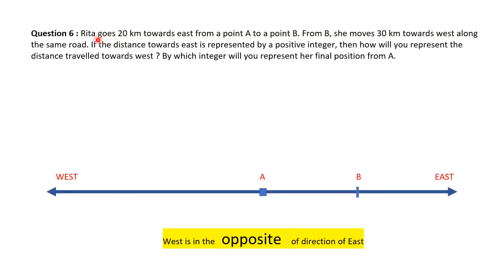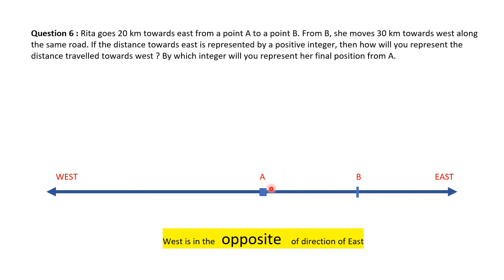Now in the next question, let us read. Rita goes 20 kilometers towards east from a point A to a point B. From B, she moves 30 kilometers towards west along the same road. If the distance towards east is represented by a positive integer, then how will you represent the distance towards west? By which integer will you represent her final position from A?